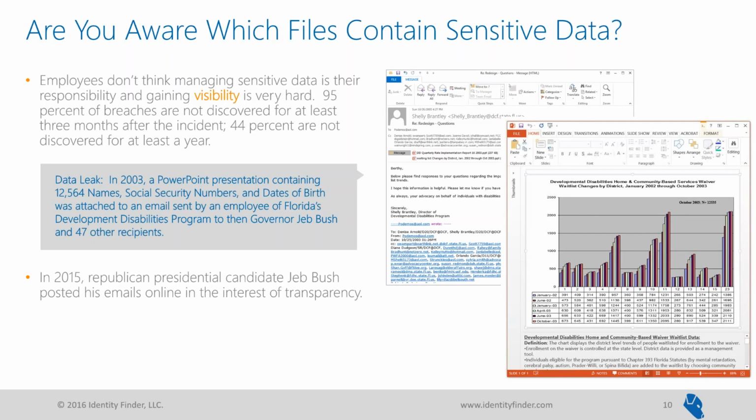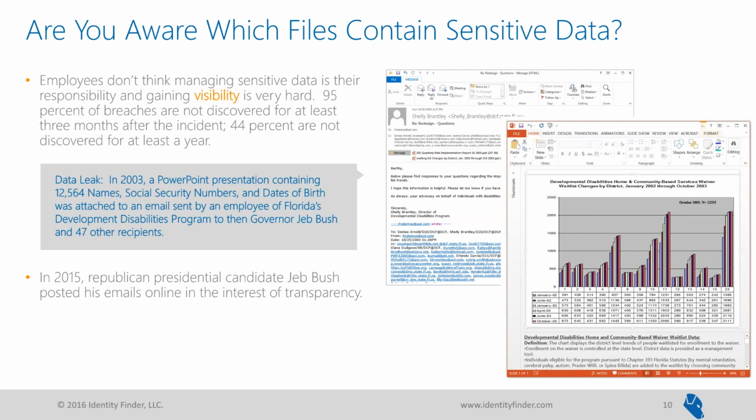Unfortunately, when you double-click on that Excel picture, you get access to the entire Excel spreadsheet that was used to create it. That's the way object linking and embedding works. That's how PowerPoint and Excel do their things. And what wound up happening here was that spreadsheet contained 12,564 names, social security numbers, and dates of birth.